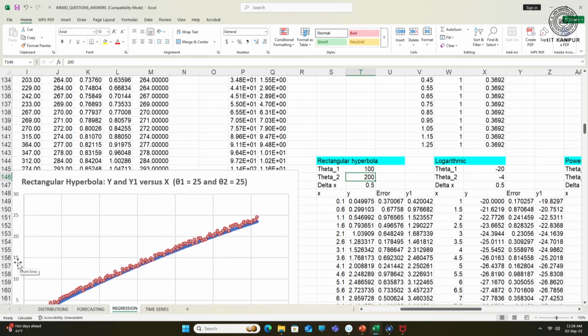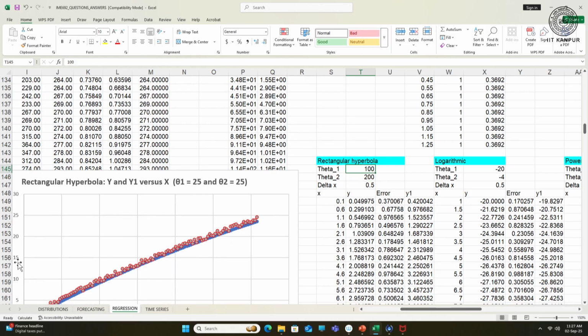So, if you consider the case where you had theta 1 as 25 and theta 2 as 200, that is case 1, and case 2 where you have theta 1 as 100 and theta 2 as 200. In case 2, the mean value of the error remains 0, but the dispersion of the error has been minimized to a large extent.